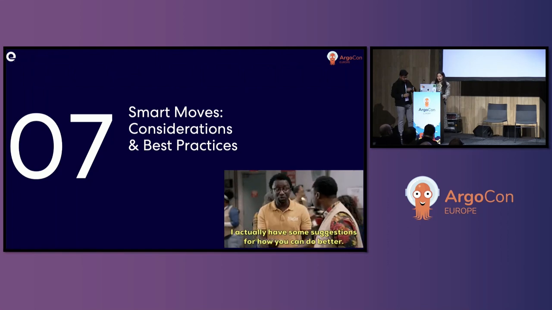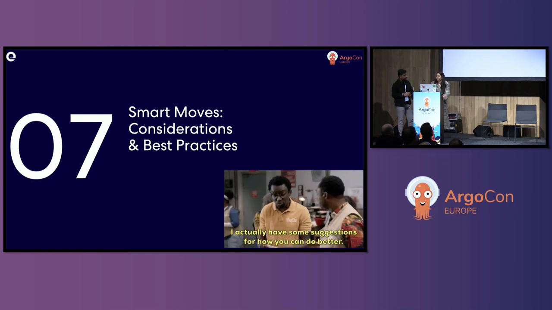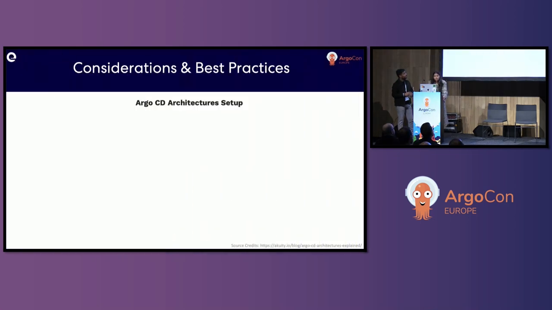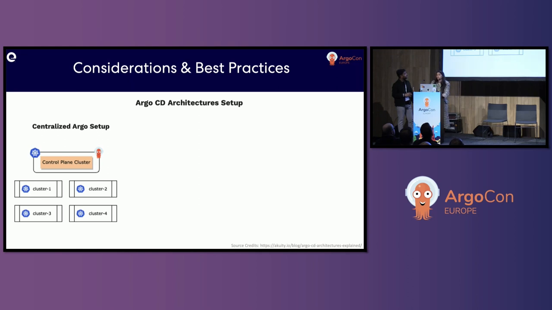Now, I would share some smart moves with you in case you might consider moving to Argo after this session. Argo CD offers deployment flexibility options. First, we have the centralized Argo CD, which, as the name suggests, is a single centralized Argo CD instance used to manage the deployment across multiple Kubernetes clusters. This approach is suitable for organizations with a limited number of clusters and a desire for centralized control and visibility over the entire deployment process.